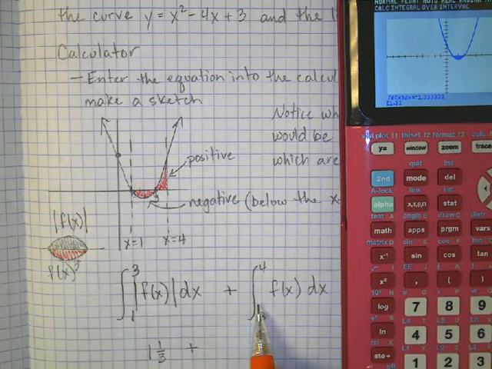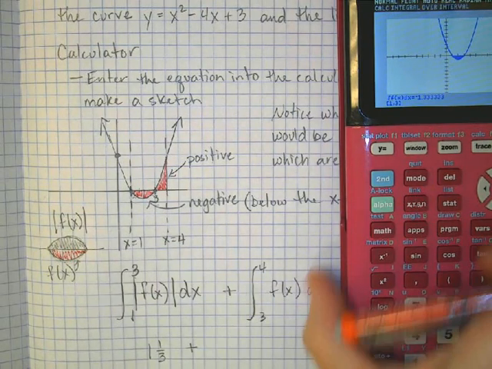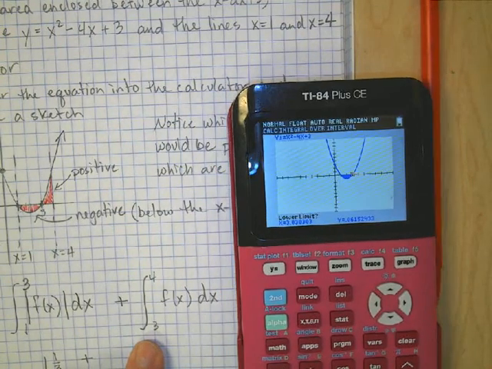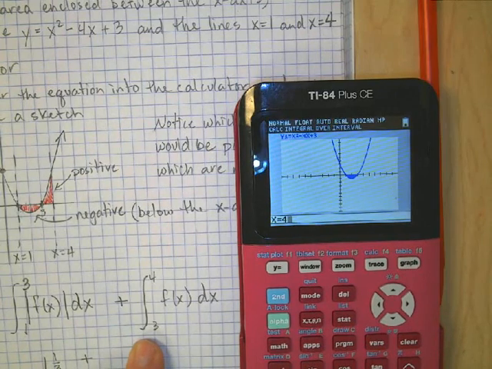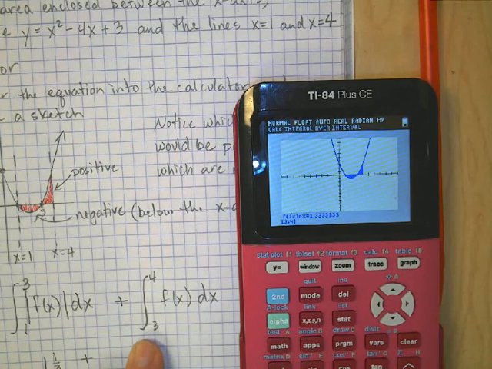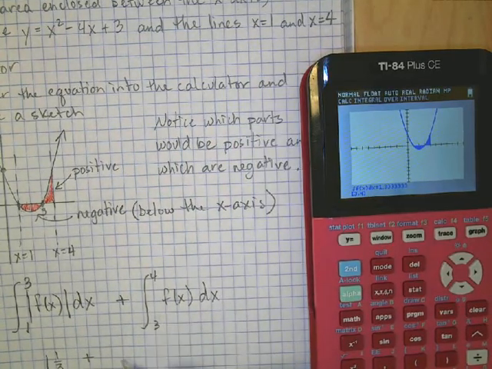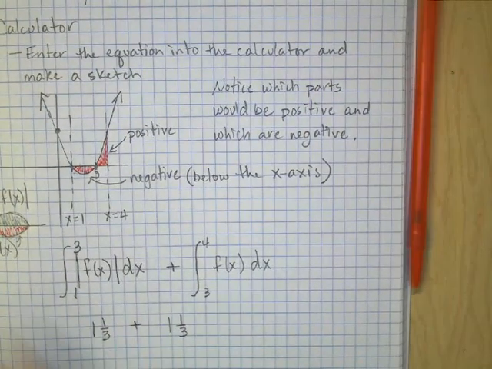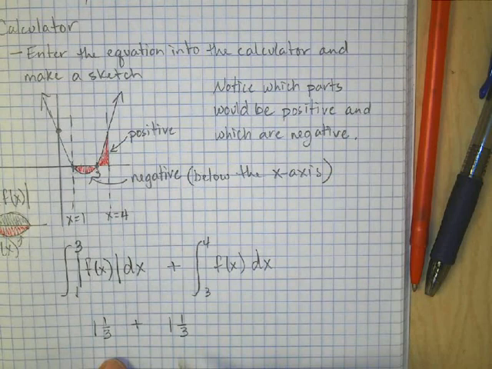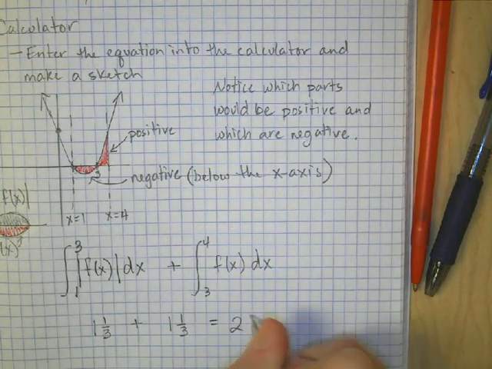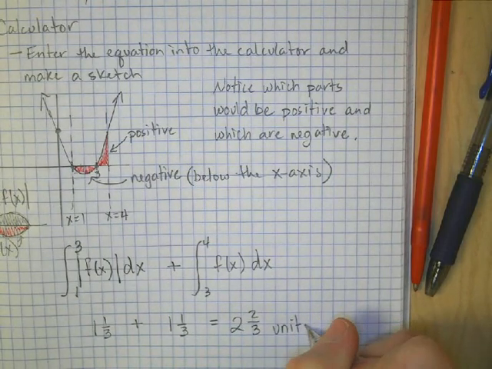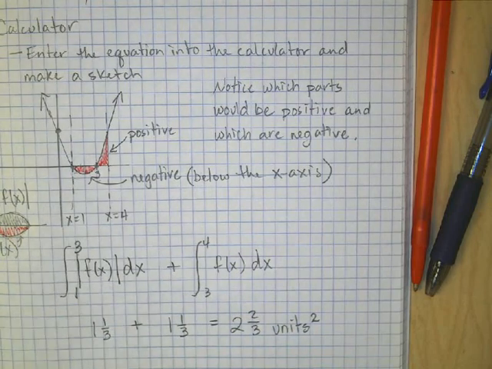Then I'm going to do this part over here, which is positive. So go to 7, and this time I'm evaluating from 3 to 4. My lower limit is 3, my upper limit is 4, and it tells me that area is 1 1/3 also. How convenient. So this area is also 1 1/3. Then I can add those together to get my total area. So 1 1/3 plus 1 1/3 is equal to 2 and 2/3. And since it's an area, we can put some units on it. That would be units squared, or just u squared would be fine.